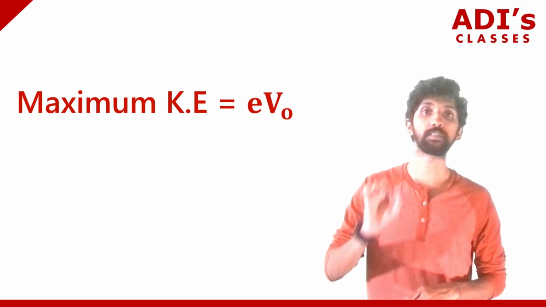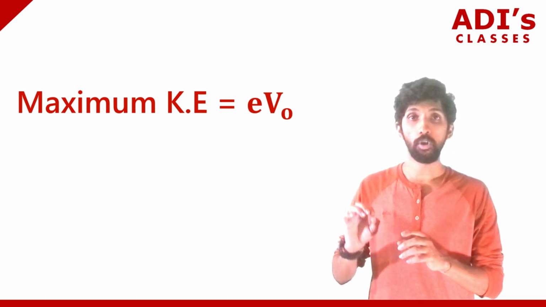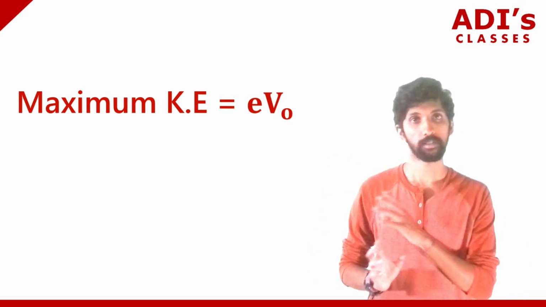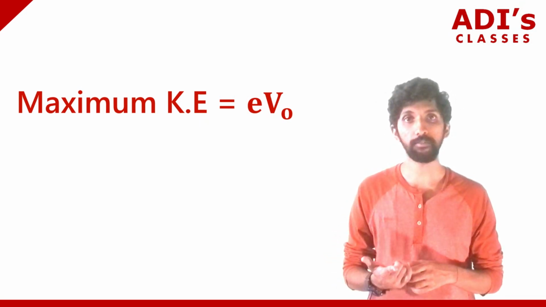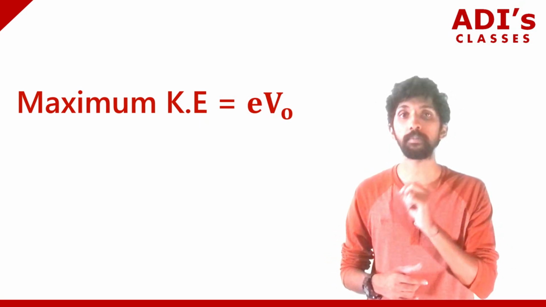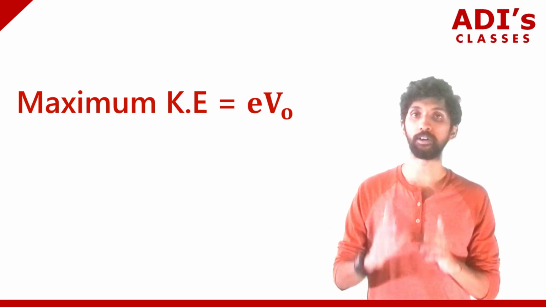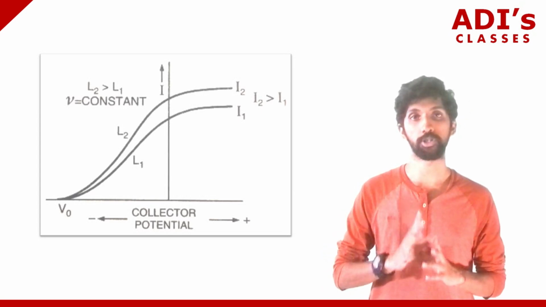And don't you think this will be the maximum kinetic energy of the electron? Because no matter how fast the electron moves, it is being repelled, correct? That is being repelled. So in this case, what we have is the maximum kinetic energy. So K max is equal to eV naught, where V naught is called the stopping potential.